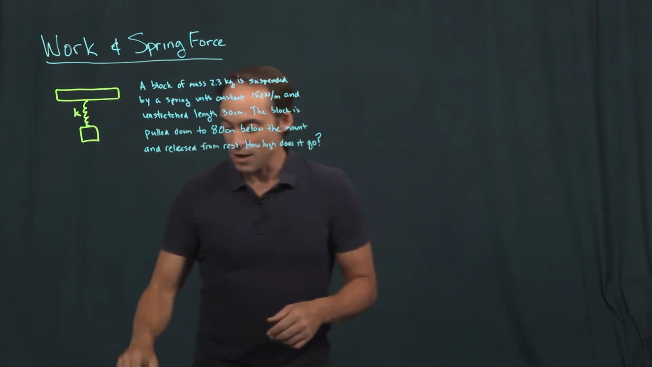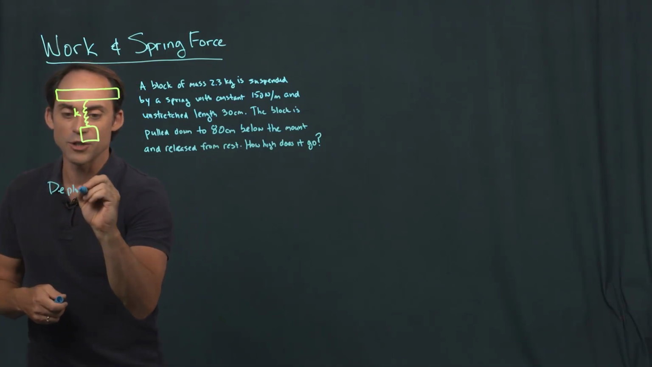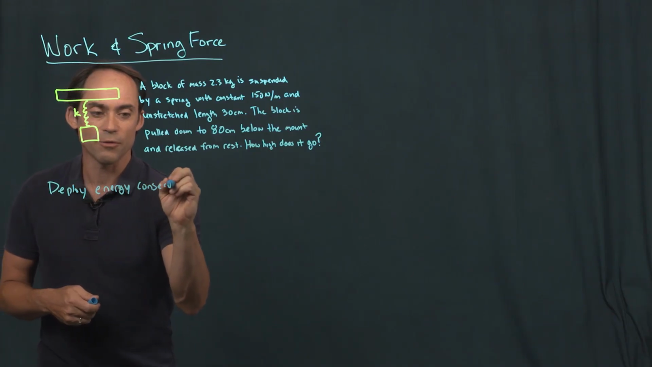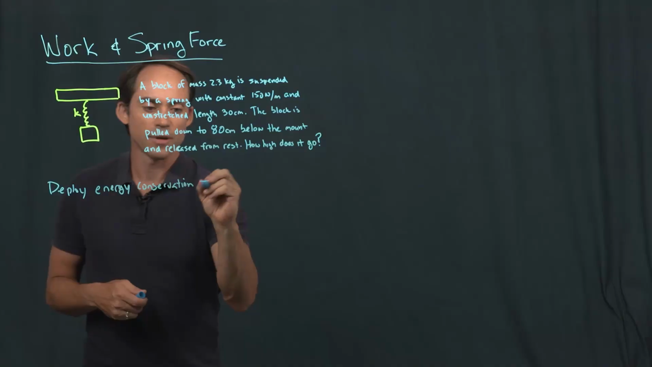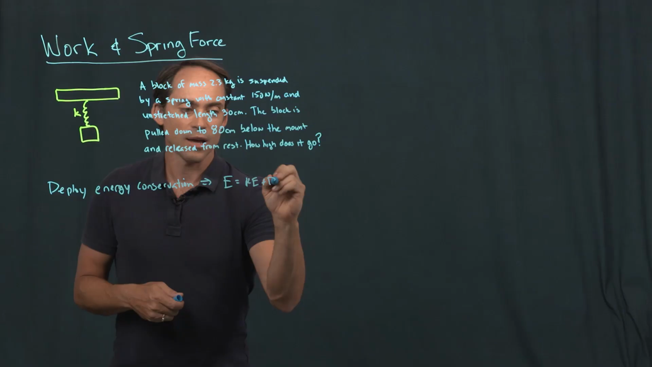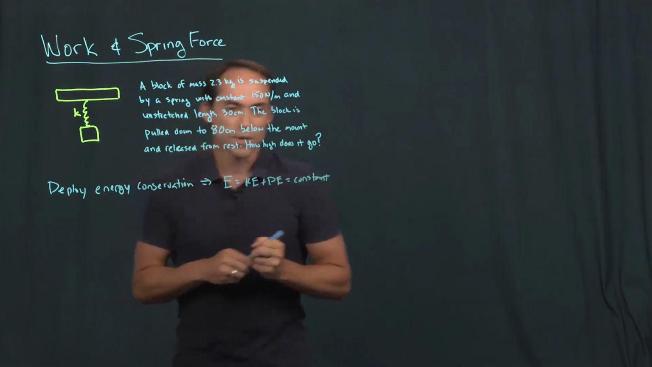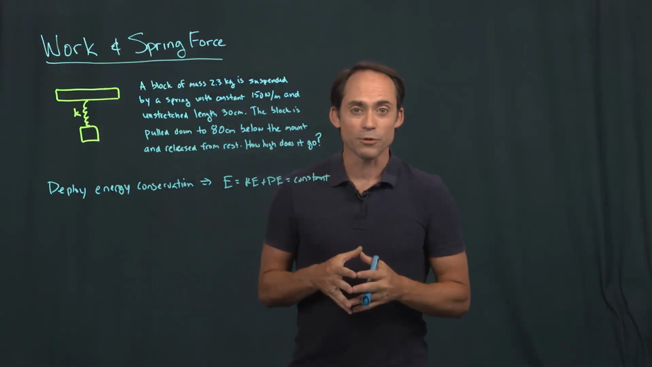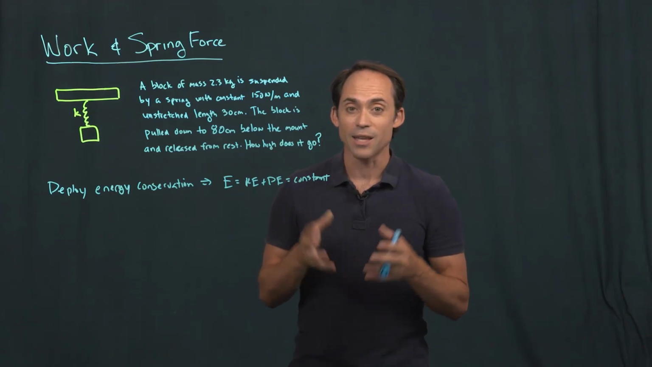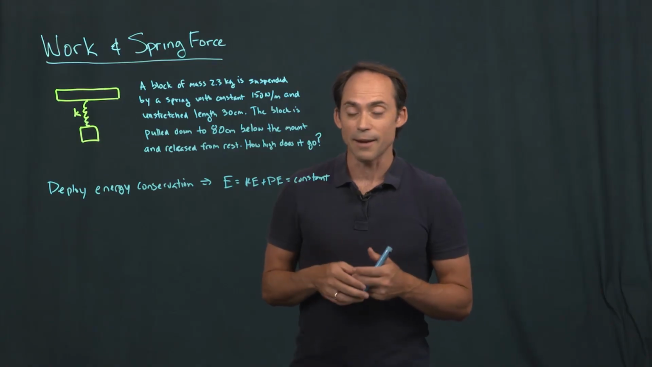Now, in this case, we can definitely deploy energy conservation because we have no dissipative forces acting in this problem. And so the energy, which is the sum of the kinetic energy and the potential energy, is going to be constant in this case. But we have to consider actually two forms of potential energy. We have both the spring force, which has its own potential energy term, and the weight potential, which is just mg times the height of the block.